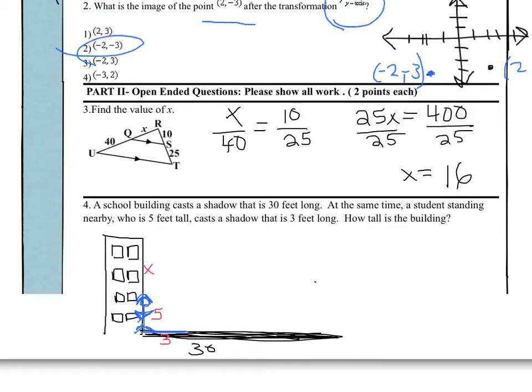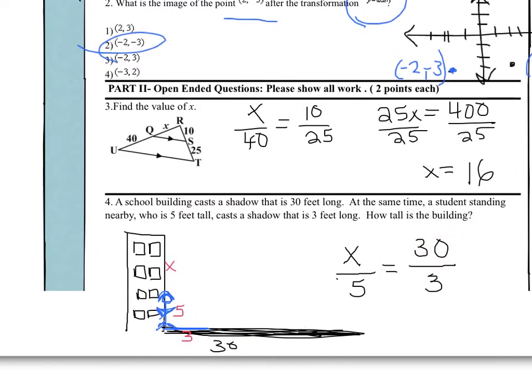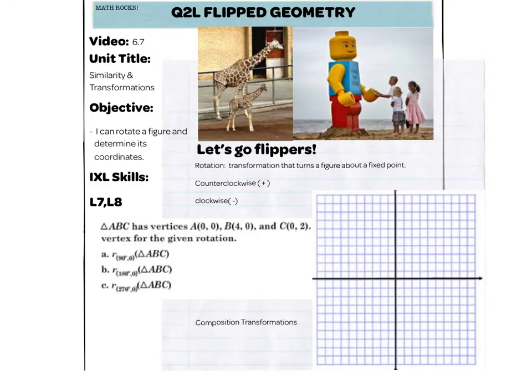So now if we write a proportion to show this, here x, the height of the building, is to the height of the student, which is proportional to the length of the building shadow over the length of the student shadow. If we cross multiply, what we'll get, clearly we'll find that x equals 50, so that means the building is 50 feet tall.